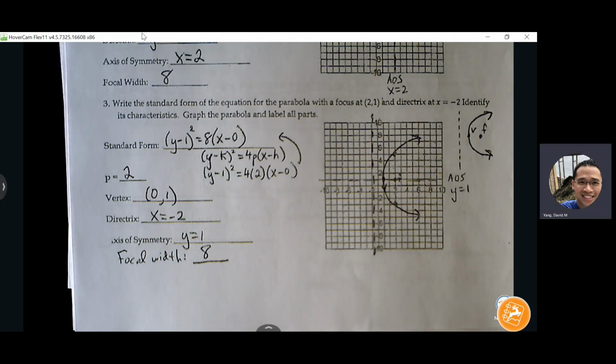So I counted from the vertex to the focus and it ended up being 2 units. Okay, everybody good with the first page?